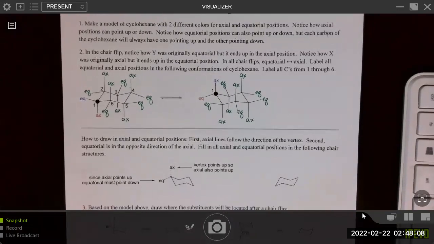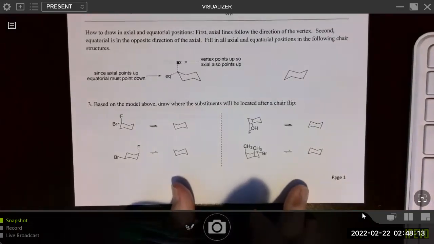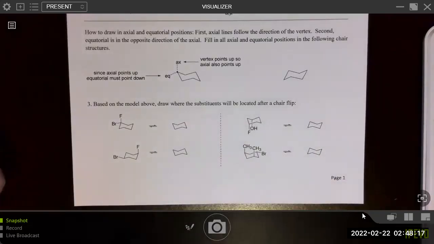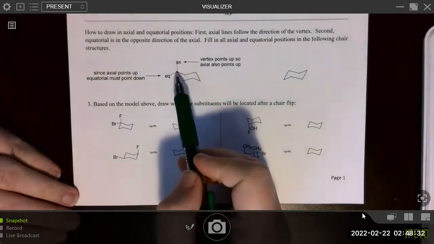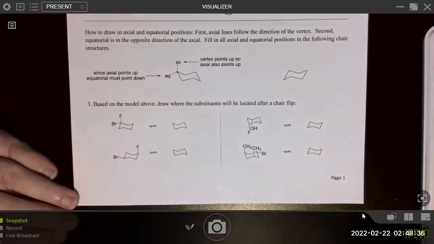I think I did everything that it said in question number 2. Okay, so next it talks about, without having the lines drawn in for you, let's learn how to draw the axial and equatorial lines, right? And so it shows you an example of axial and equatorial. And you can also look at what we had just done in the previous question.